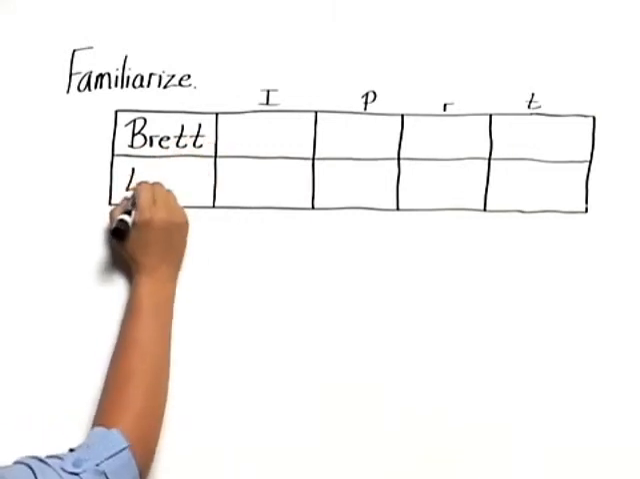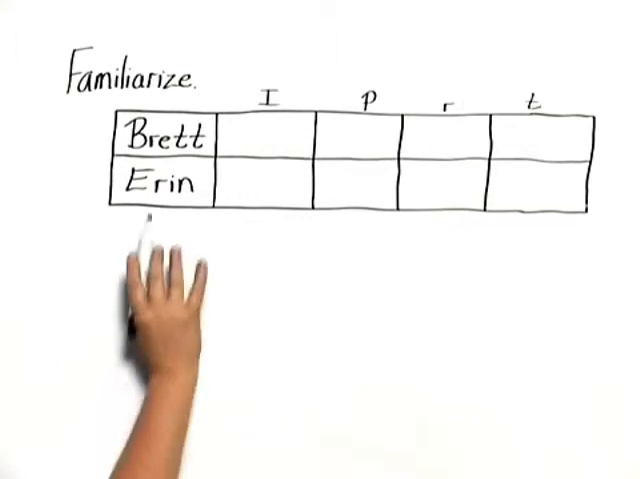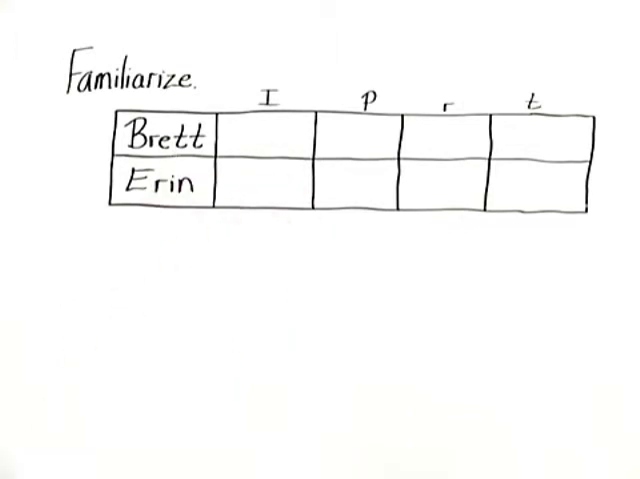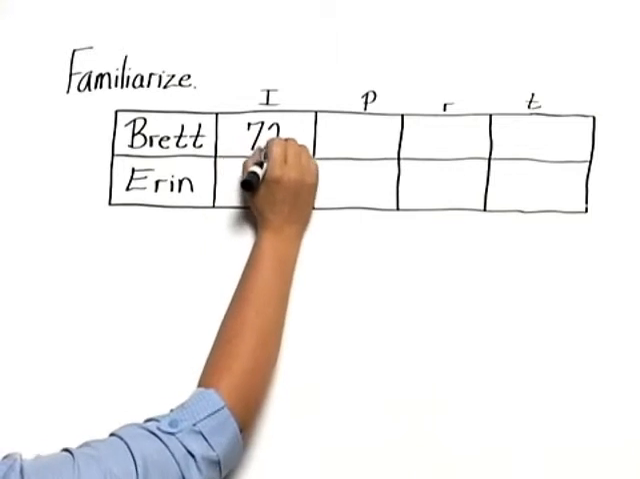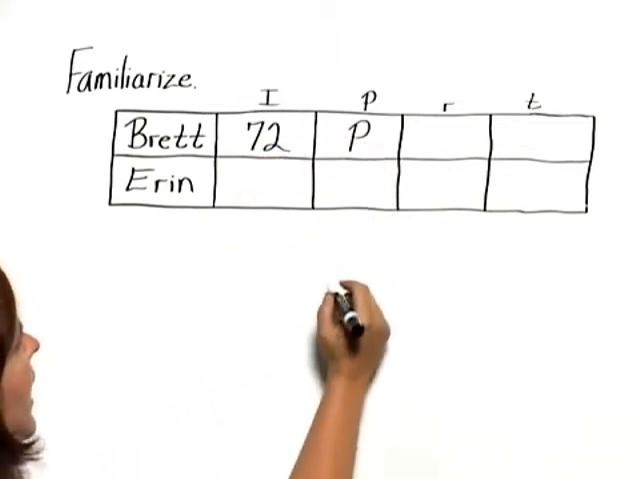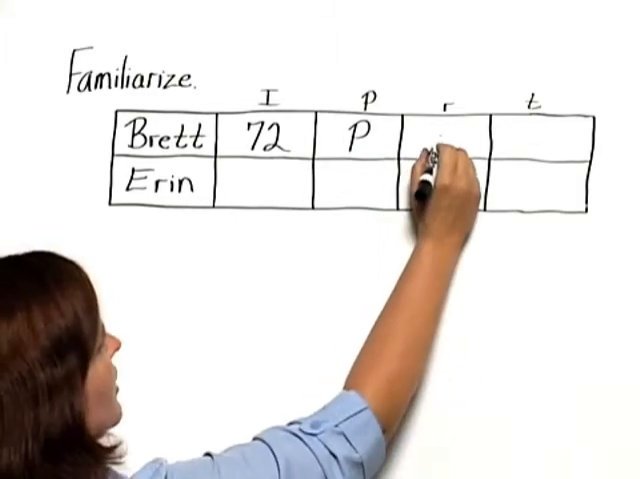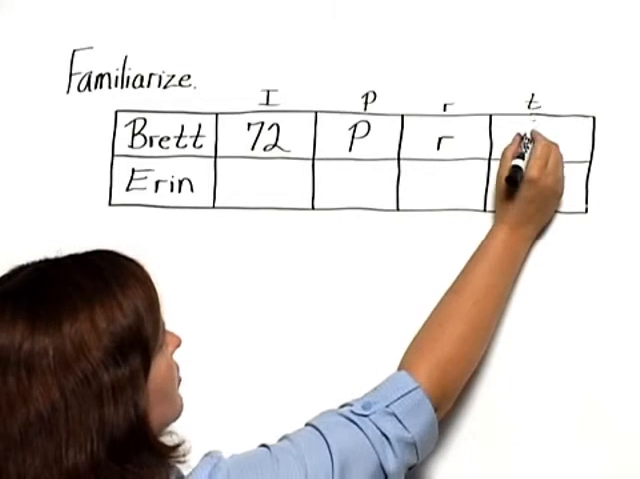and Aaron. And I want to know the information for Brett, so I'll define his variables first here. He earned $72 in interest, and we'll let the principal be P and the rate be R because we don't know either of those. And it was invested for 1 year, so T would be 1.